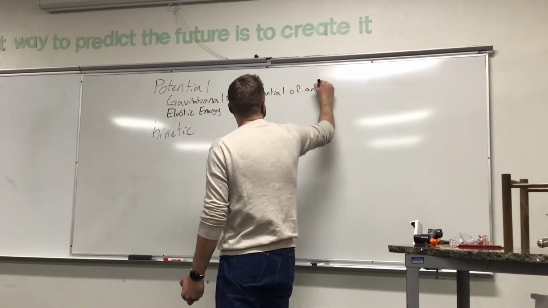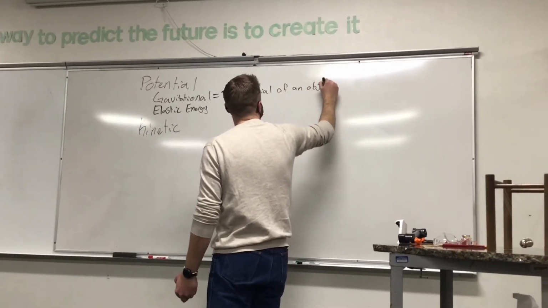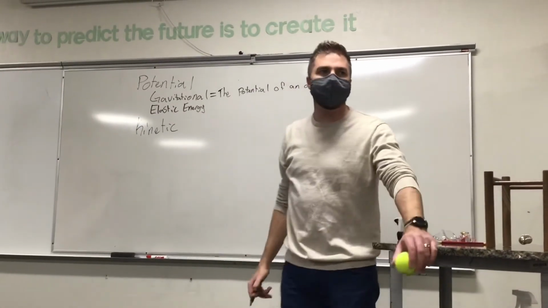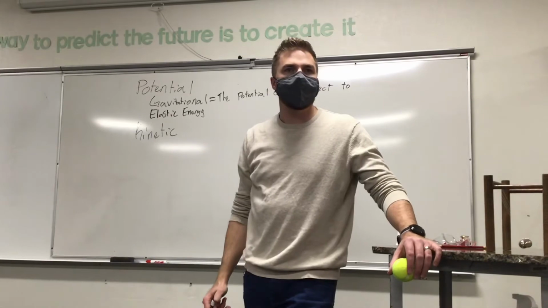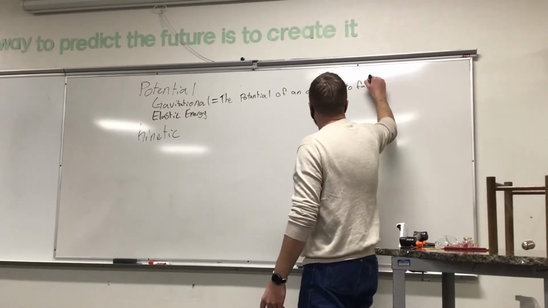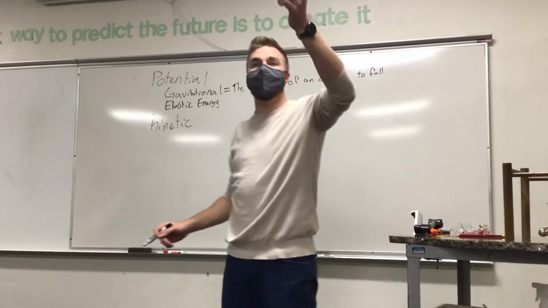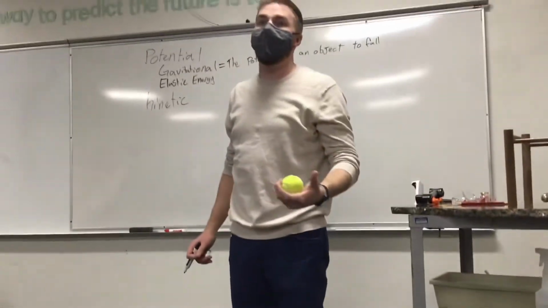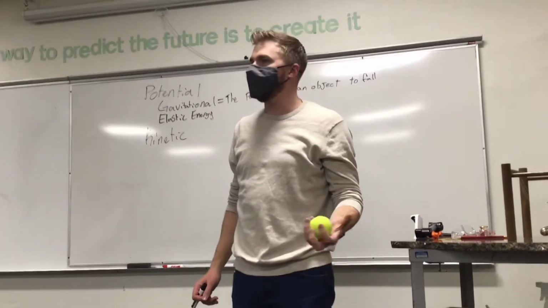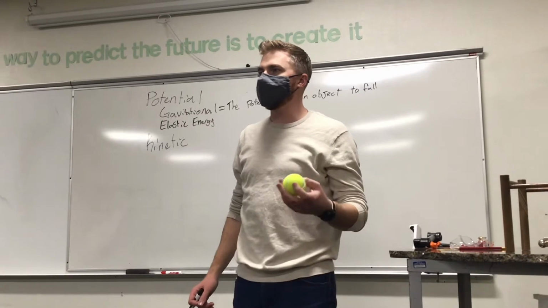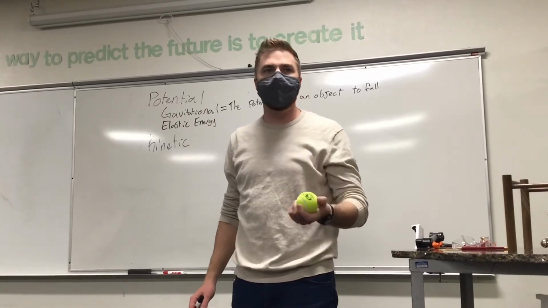of an object to what? The potential of an object to what? To fall. The potential of an object to fall. The higher we lift the object, the more gravitational energy it has, and therefore the farther it can fall. I like that. Does that sound good to you guys? Okay, gravitational energy is the potential of an object to fall.